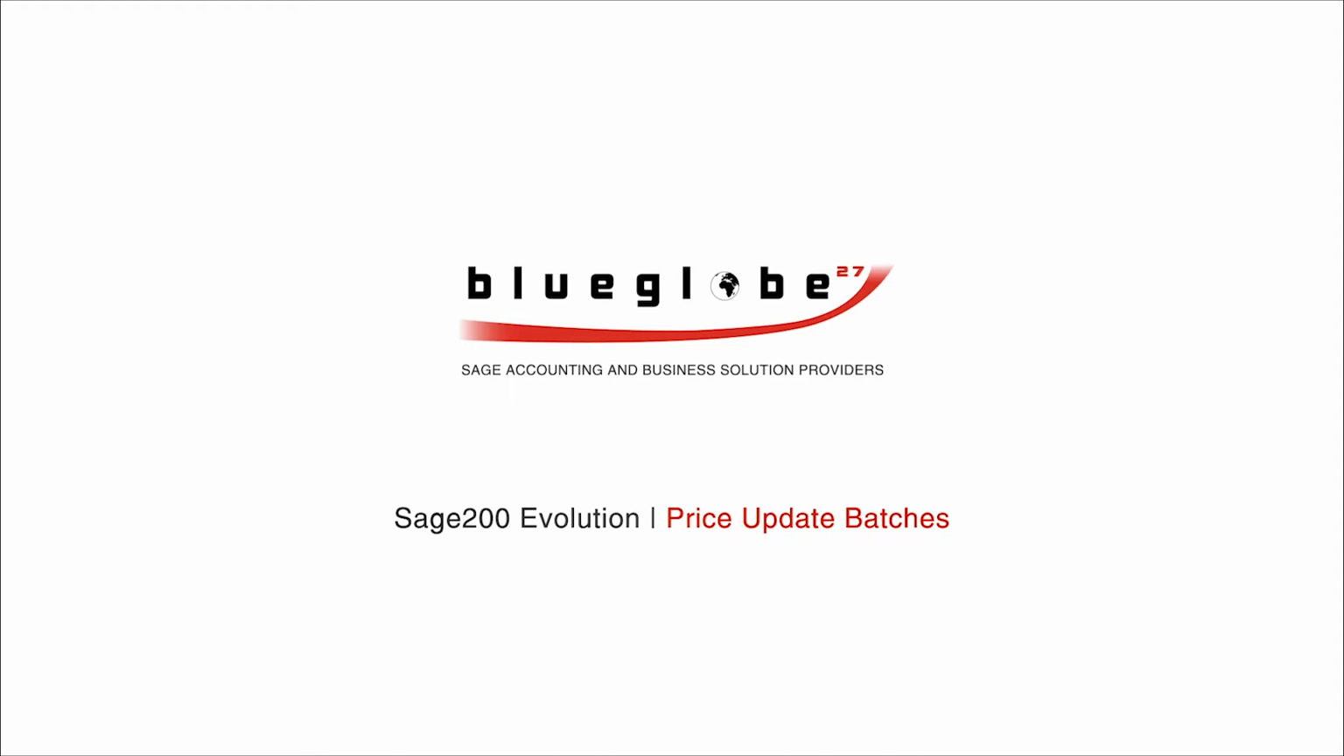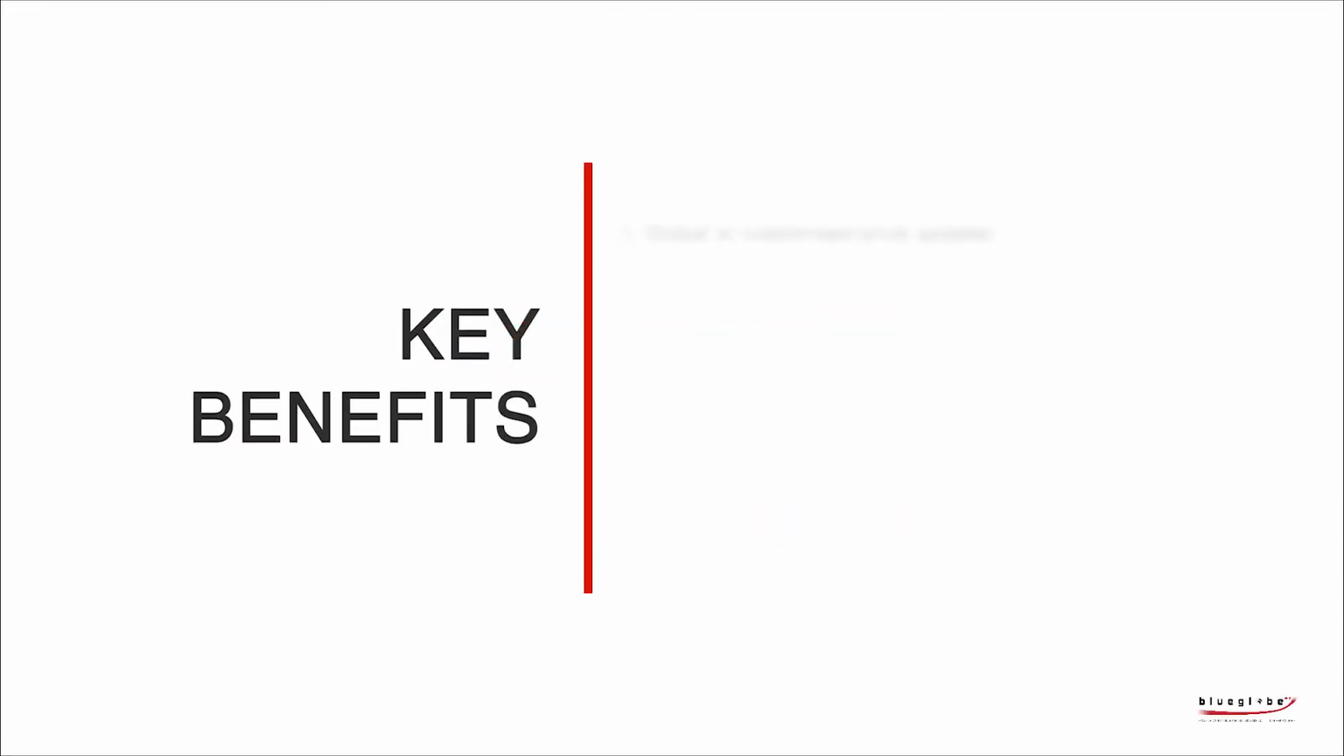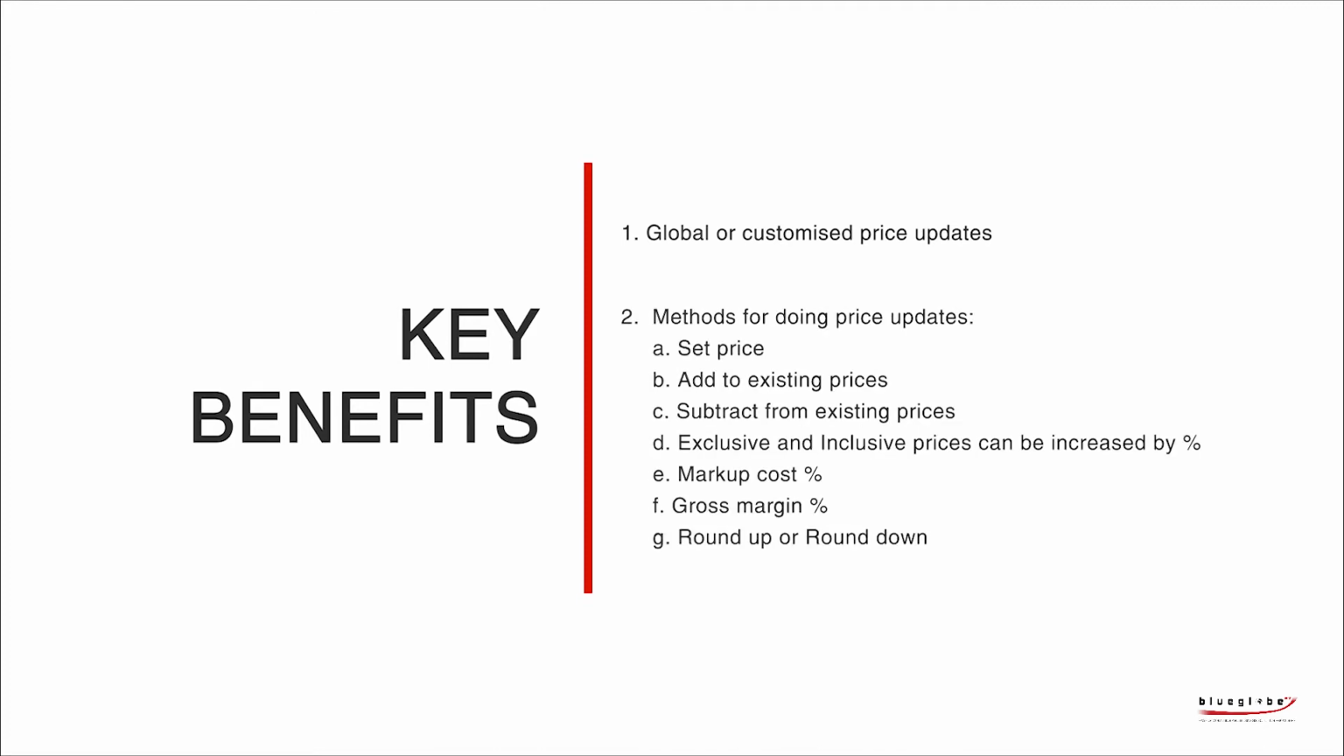My name's Grant and today I'm going to be having a look at the price update batch in Evolution. Some of the key benefits of the price update batch is that you can do global price updates or customized price updates. There are various methods that you can use to do the updates. You can set the prices, you can add to your existing price, you can subtract from existing prices. Your inclusive and exclusive prices can be increased by a percentage, your markup cost percentage, your gross margin percentage, you can round up, you can round down, and many other options.